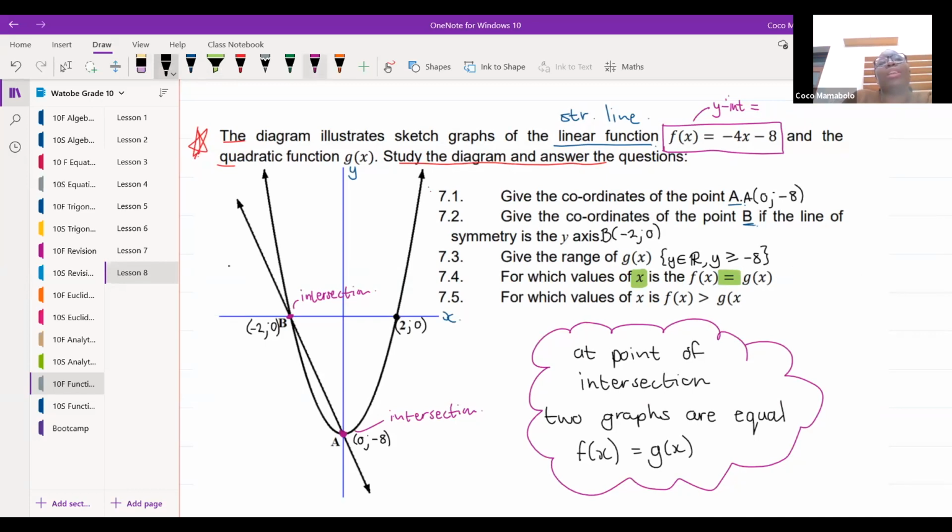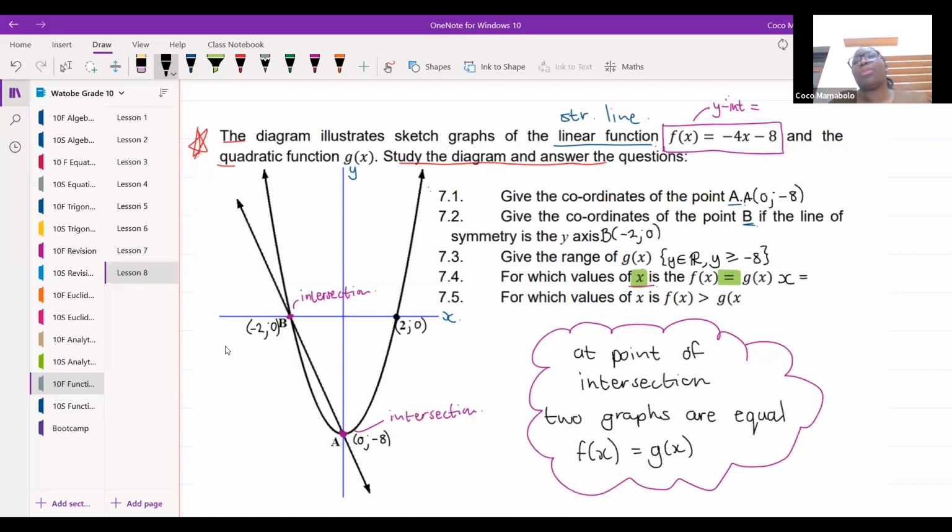Which values do they want? No, they don't want points. Look at the questions, the values of x. Good. They only want my x values. So I want you guys to go to the points A and B, and I want you to tell me what my x values are. At x is equal to what? And x is equal to what? What are my 2 points? Good. Lesego.